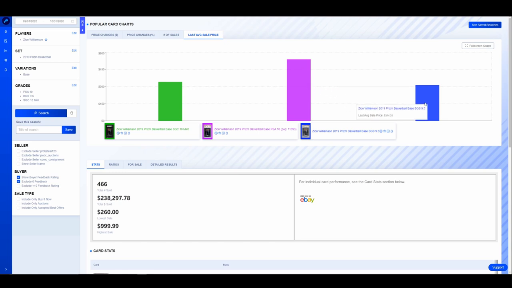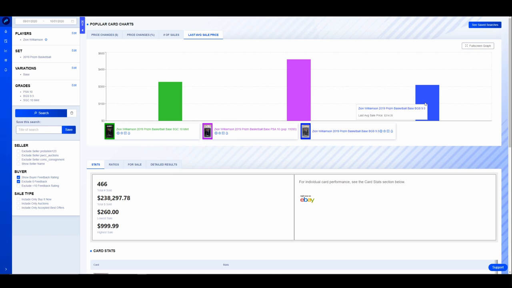BGS, $314. So once again, BGS, I don't believe, is even a player when it comes to submitting your cards to them. You want to buy BGS slabs? I'll buy BGS slabs all day long. I would not submit my cards to them.